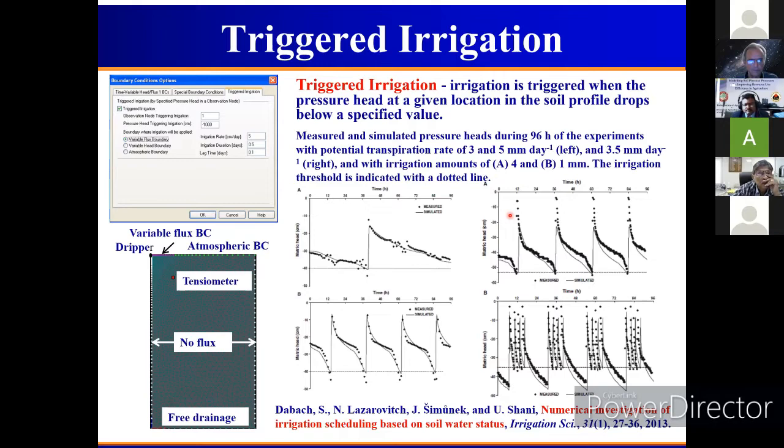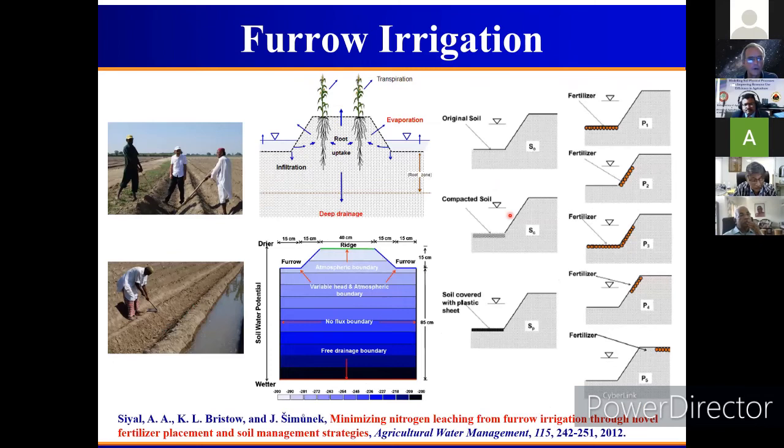Okay, what is next? This is furrow irrigation. This study was done by Dr. Altaf Sial and Keith Bristol in Australia. We used Hydrus to study whether we can make furrow irrigation more efficient by modifying the surface properties of the soil here in the furrow. We assume in these simulations that we can either compact the soil here and thus make it less permeable, or we can cover it with plastic film to make it impermeable. In both of these cases, we would try to prevent vertical flow from the furrow towards the groundwater and force water to move mostly laterally into the ridge and towards the root zone.